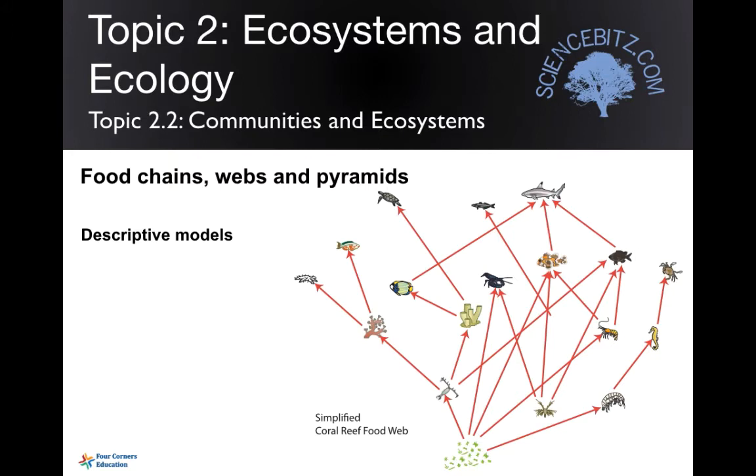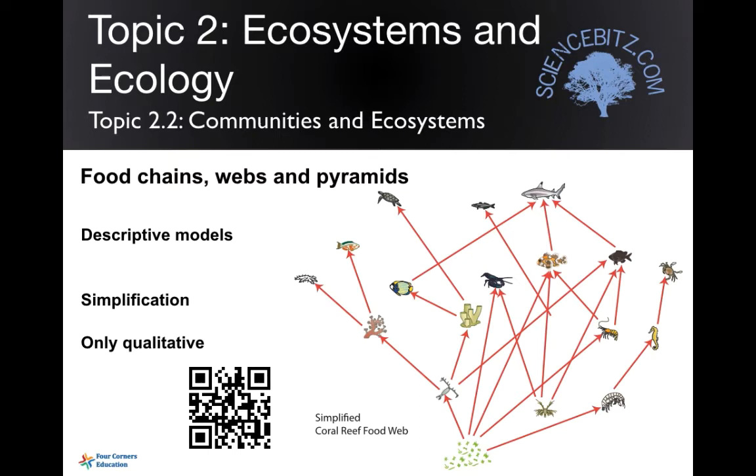The other disadvantage of both chains and webs is that they're only a descriptive model. They're not really telling us anything about how much energy is moving. They're only telling us where the energy is moving to and from. So in reality, they are quite a simplification, and they're really just a qualitative model. The QR code there will take you to some more information about food webs and food chains. So it might be worth looking up, yeah?